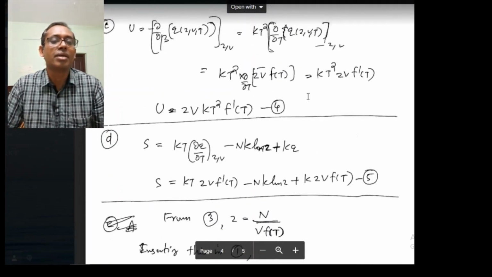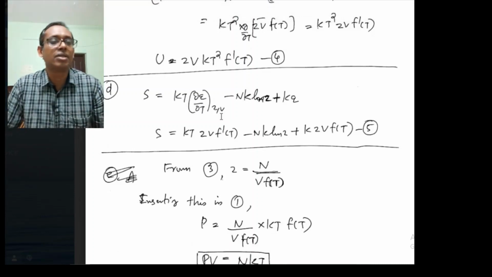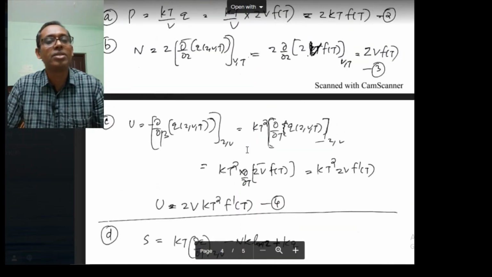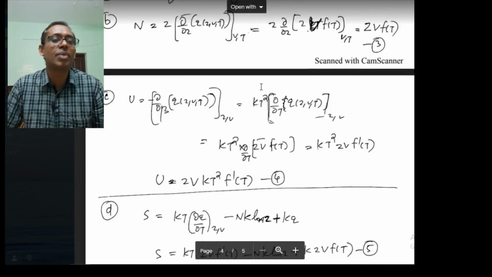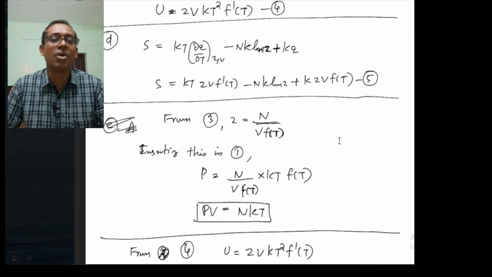Now it is the determination of entropy. Entropy is kT ∂Q/∂T minus Nk log z plus kQ. So kT ∂Q/∂T is simply zV f'(t), minus Nk log z plus k zVf(t).